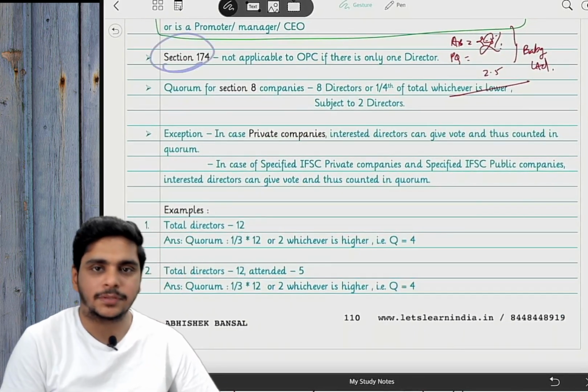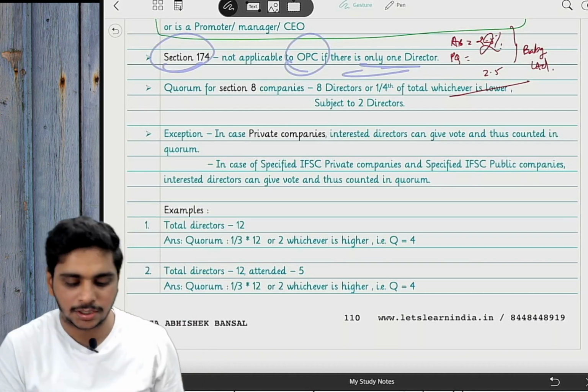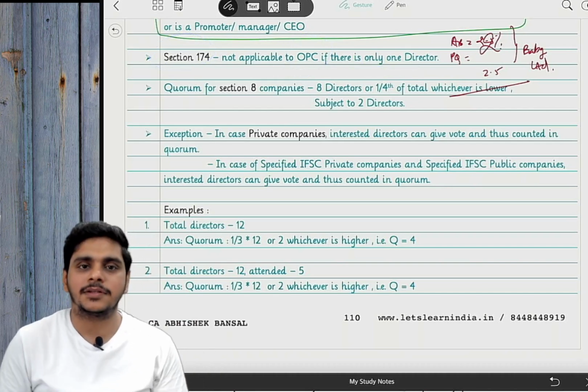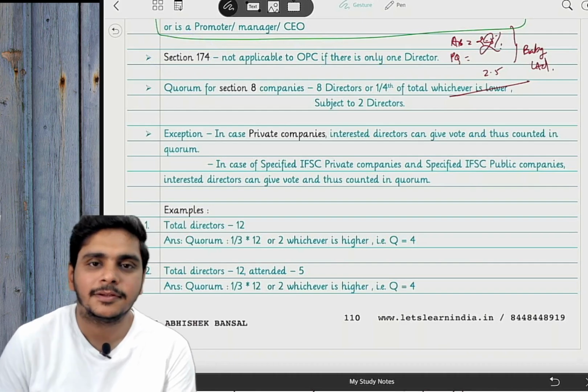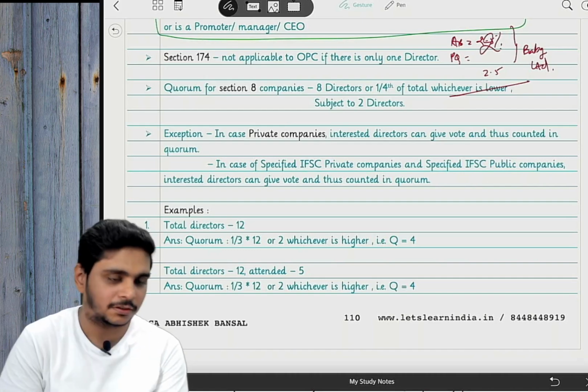Section 174, that is quorum, is not applicable to an OPC where there is only one director. Logical, na? Section 174 is not applicable to an OPC where there is only one director. Boss, to have a meeting you need two people.